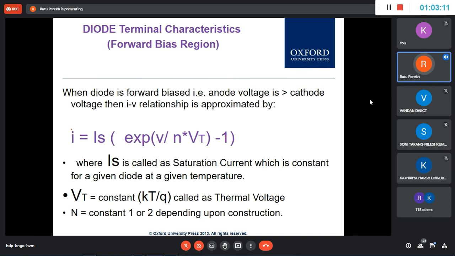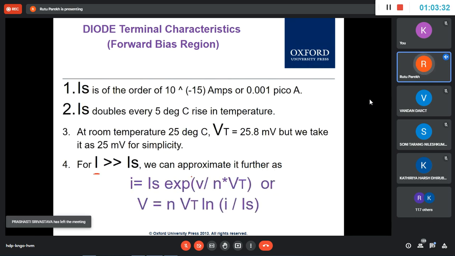And I will be equal to, when it is in milliamp, when it is conducting, it is really greater than this Is figure when it is conducting at high voltage. High voltage here means 0.7 kind of voltage, 0.6, 0.7 volt. We can neglect this one. And I is equal to Is e raised to V upon n into Vt. Okay, it is V upon n into Vt. So this is in the exponent. Or V is equal to n Vt natural log of I upon Is, if you take a natural log of this. So you can write it in terms of I, if you want to find out V from I.